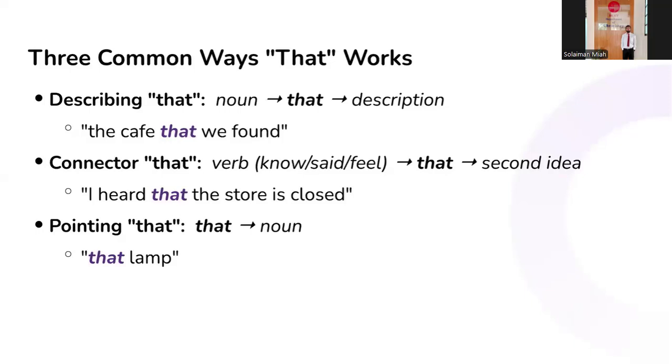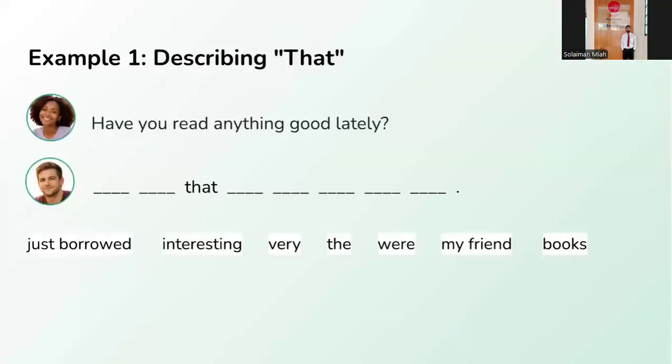And third, there's pointing that. This is when that comes before a noun to point at something specific, like that lamp or during that time. Think of it like pointing your finger at one particular thing. The most important thing to remember is that each type puts that in a different position. Let's see how these work in real build a sentence questions, starting with describing that.